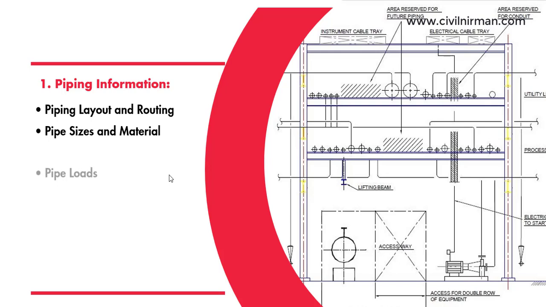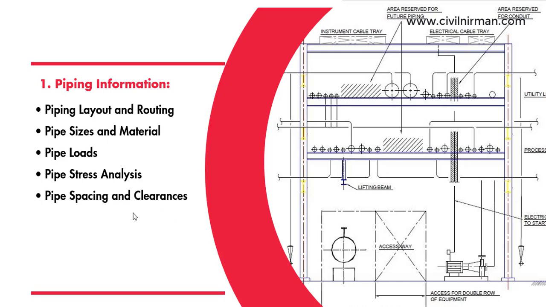Next important point is the pipe load. See, information on the dead loads like the weight of pipe, insulation and their contents, live loads, maintenance and thermal expansion loads, and wind and seismic loads for these pipes. Then the next important point is pipe stress analysis. See, this is data regarding thermal expansion, contraction and any unexpected stress due to the operating condition.